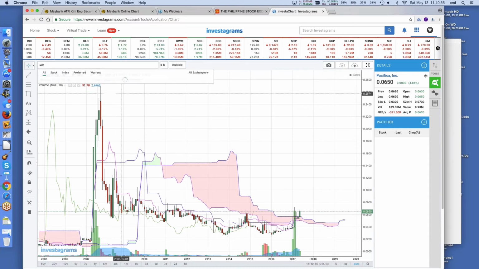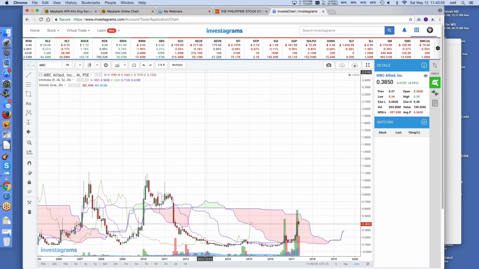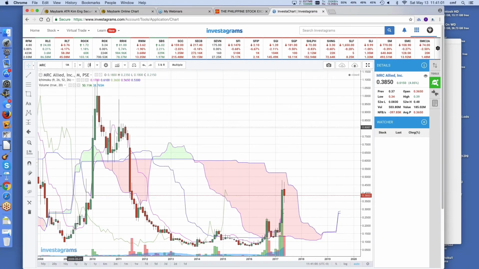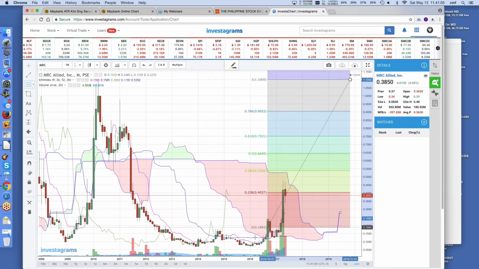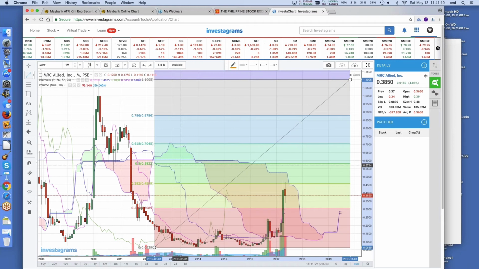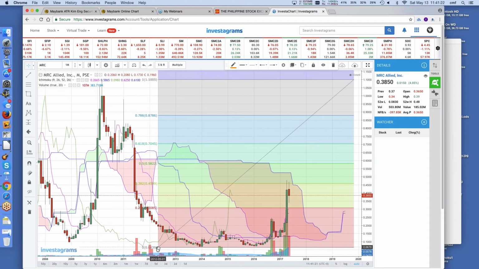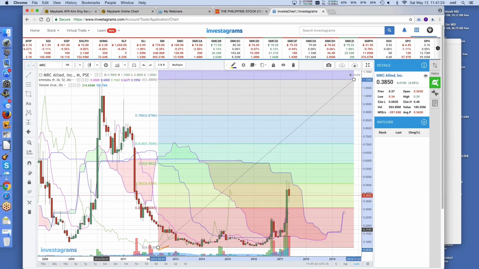What happened to MRC was the same thing. If I plotted the reverse Fibonacci for MRC, what do you find? The 50% level is also quite close to that resistance. So, just a moment, I'm not doing it right. I'm not at the right position. I'll delete it again.